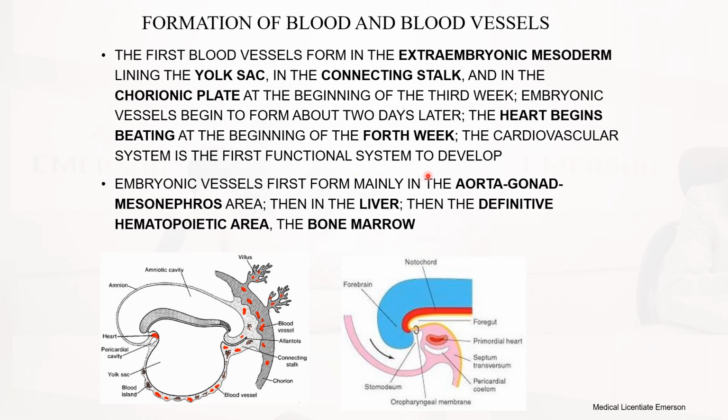Remember that I said the neural tube forms and induces other structures to form, but in terms of the first functional system, the one which actually starts to function, it is the cardiovascular system. Then the embryonic vessels first form mainly in the aorta and the gonad mesonephros area. Then in the liver, we have the definitive hematopoietic area. Then we also have the bone marrow, which is one of the definitive hematopoietic areas.